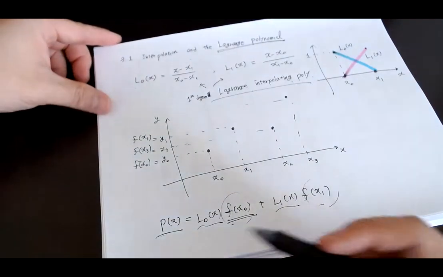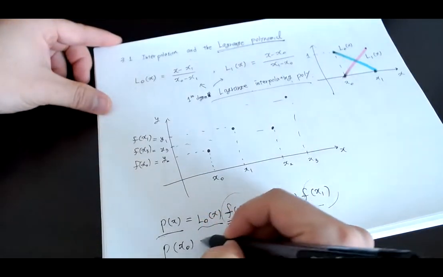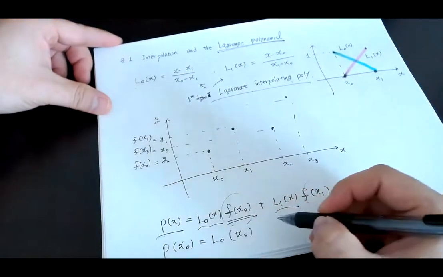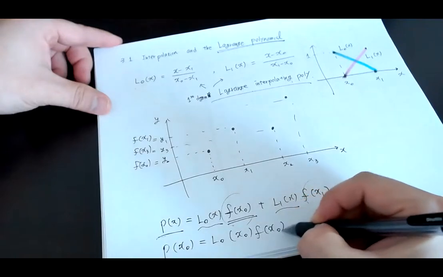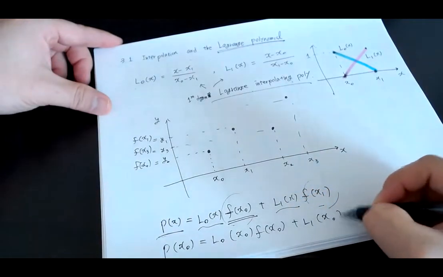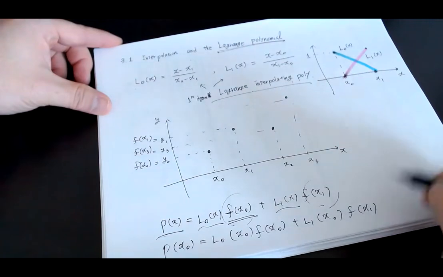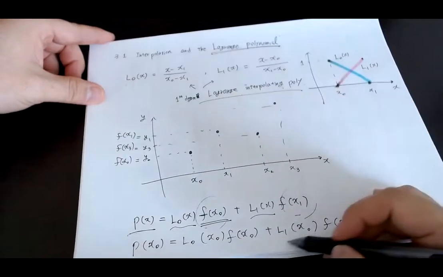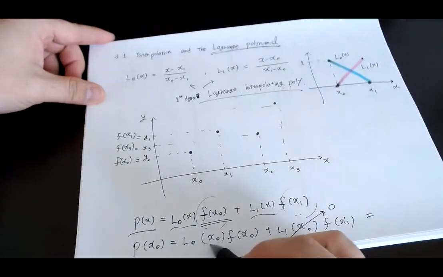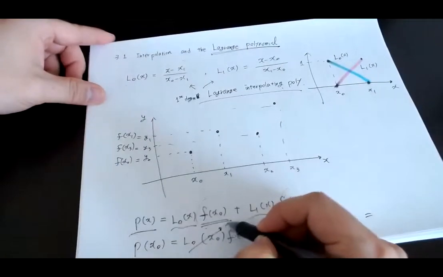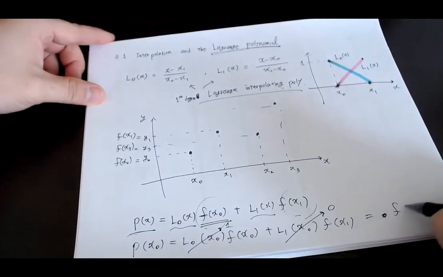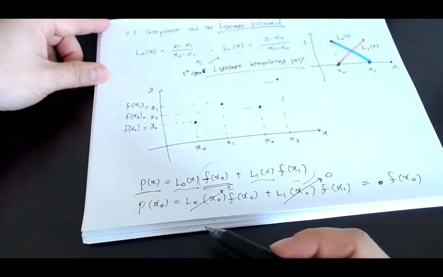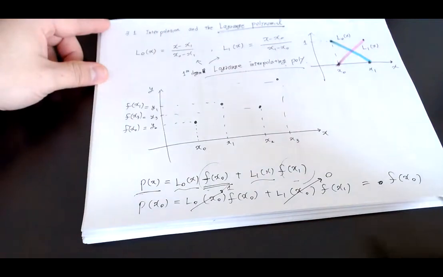Okay. And then p of x naught is what? L naught of x naught times f of x naught, plus L1 of x naught times f of x1, right? But you know what? L1 of x naught is what? You see that L1 of x naught is 0. So this is going to be 0. And L naught of x naught is 1. So we're going to get f of x naught, right? Similarly, p of x1 must be equal to f of x1.